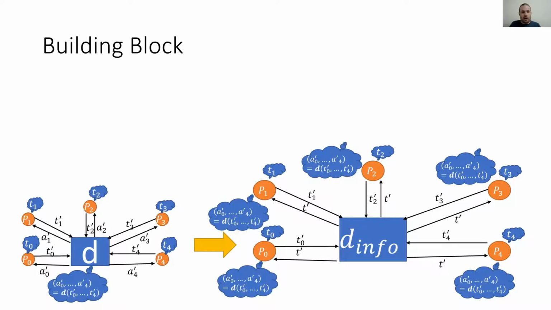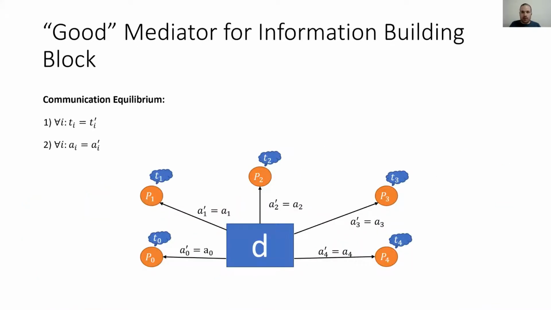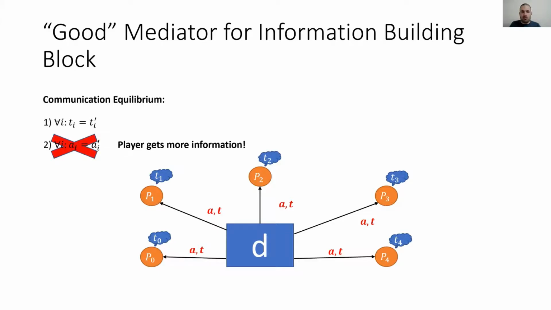Can we simulate any good mediator? Any mediator that follows the communication equilibrium? This is not the case, since before, the player just got to know the recommended action. This time the players get to know all the types and they compute all the recommended actions. So they get a much larger information. So we need to tighten our definition of mediators that we can simulate.